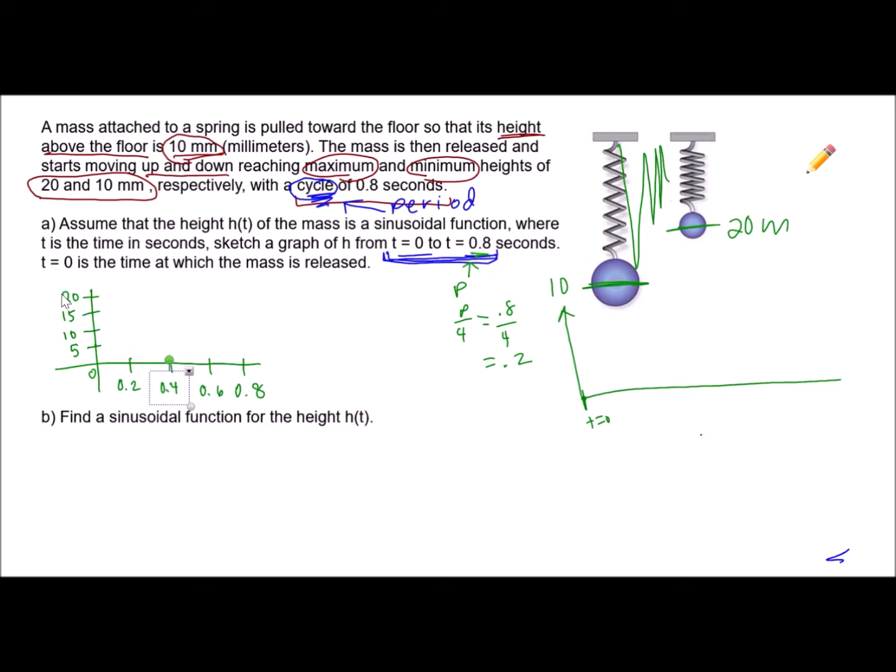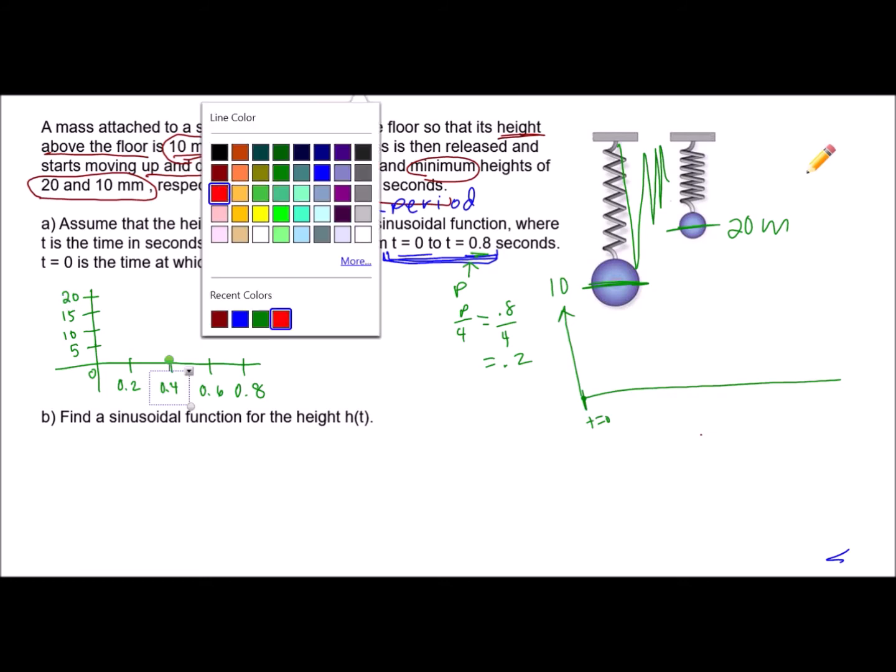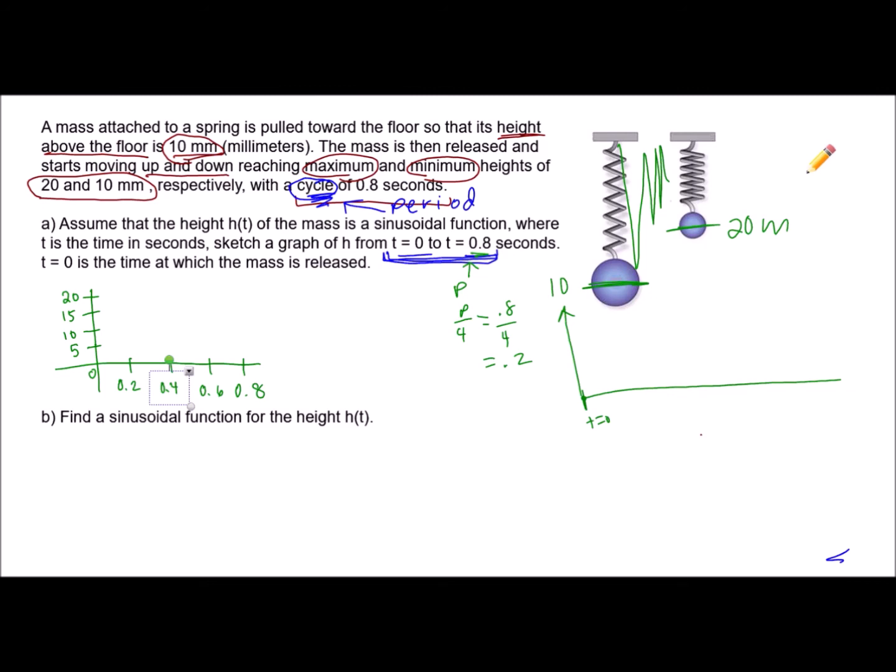Okay, let's talk about some of the points on here. It says T is the time at which the mass is released. And then it says up here, it's released when its height is 10 millimeters. So at time equals 0, its height, that's what this represents. This is the height, and this is the time in seconds. Okay, so it's released right there.